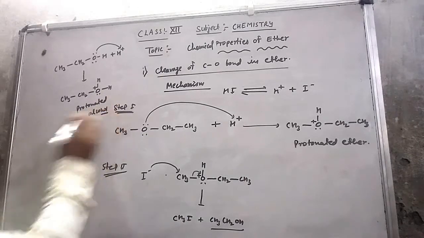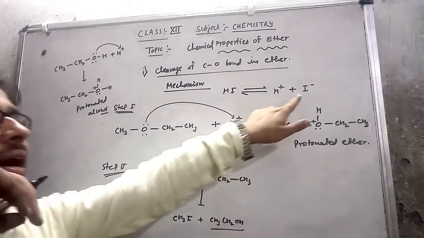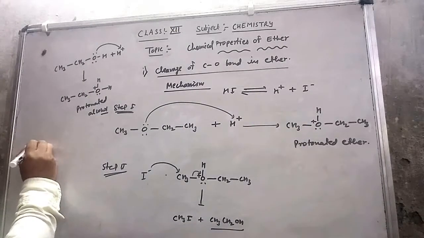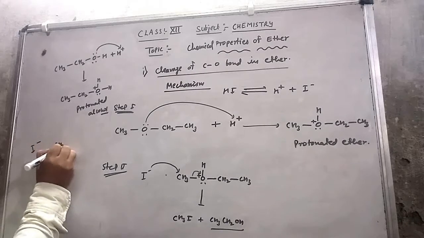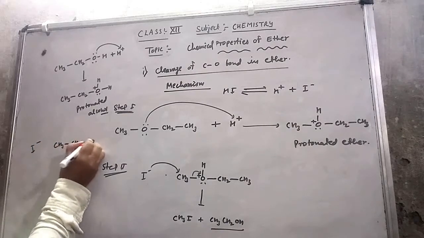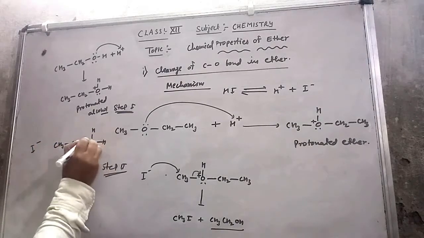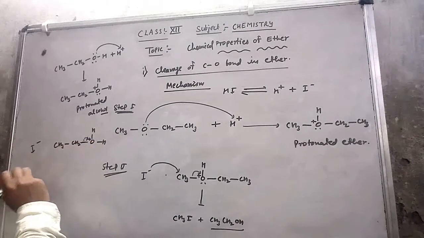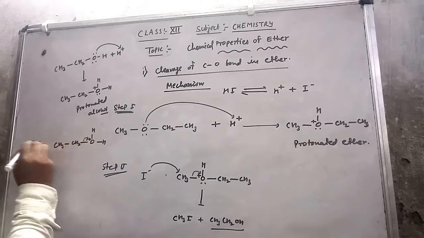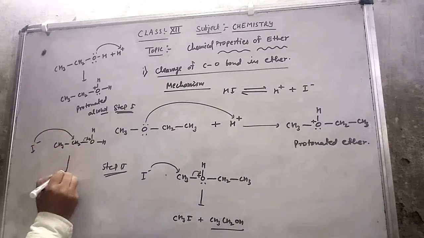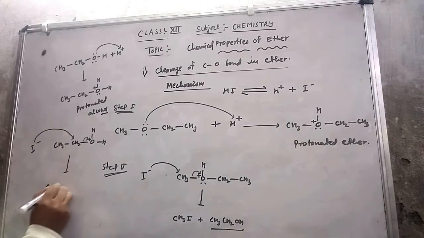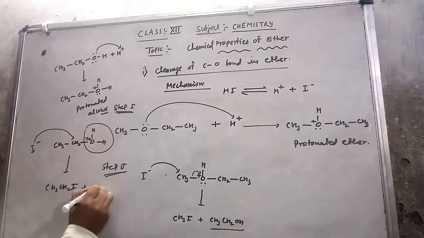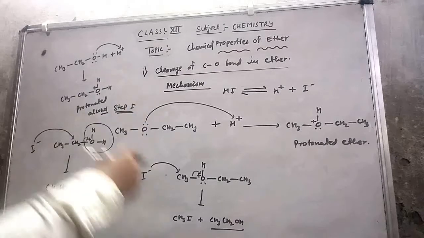Now on this protonated alcohol, again the I negative behaves as a nucleophile and reacts from the back side. This is CH3CH2OHH, with a positive charge. Now this bond will transfer the electron towards here, so that carbon is getting the positive charge. So it is going to be attacked, and this gives us CH3CH2I plus H2O. This is the mechanism of this reaction.